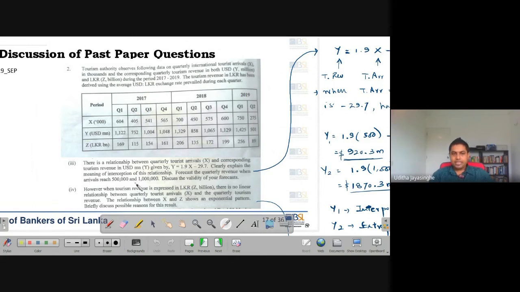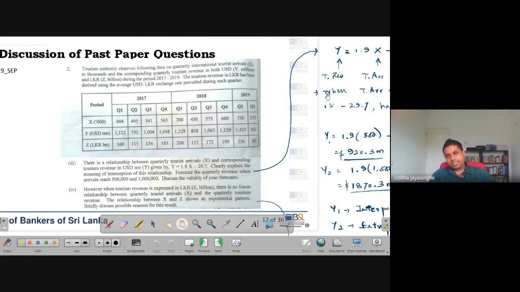Part number 3. There is a relationship between quarterly tourist arrivals X and corresponding tourism revenue Y. Now they have given the equation. Y is the tourism revenue in USD million, and X is the tourist arrivals, and there is a relationship given by this equation. The question says, clearly explain the meaning of the intercept of this relationship, that is negative 29.7. Forecast the quarterly revenue when tourist arrivals reach 500,000 and 1 million. Discuss the validity of your forecast.